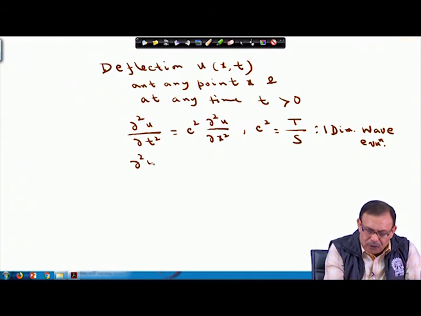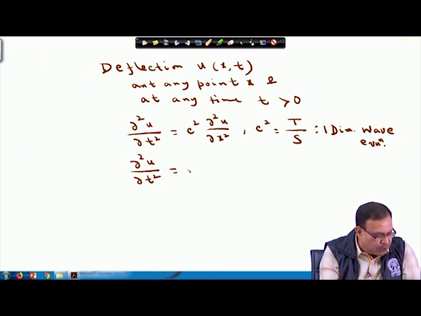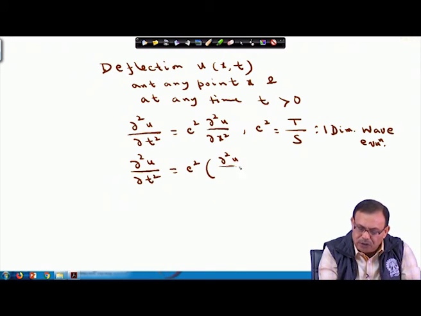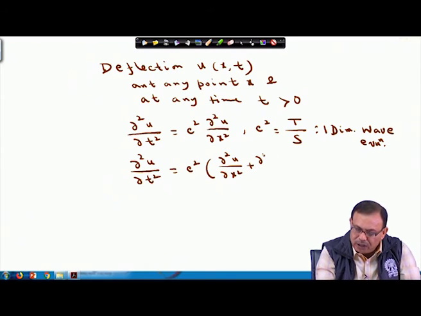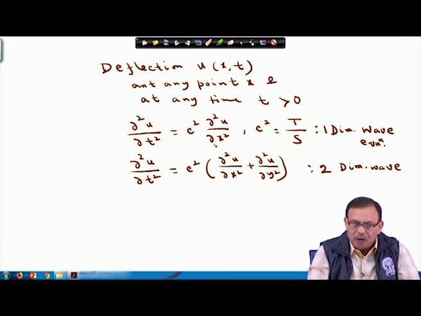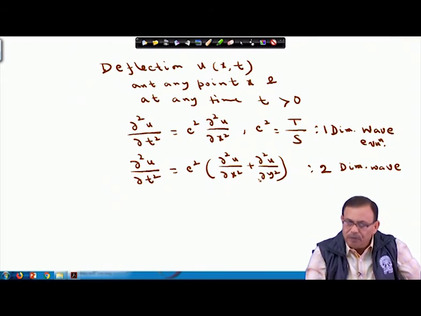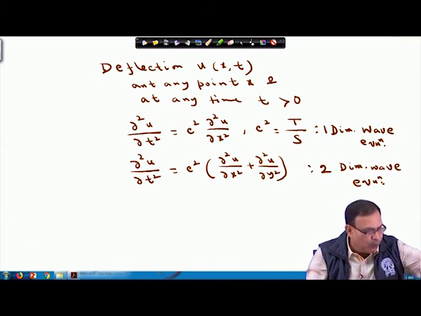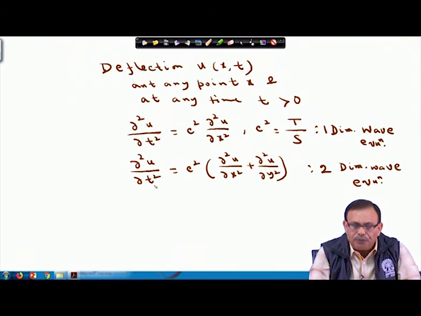Similarly, it can be measured by del 2 u del t square equals c square into del 2 u del x square plus del 2 u del y square. This is known to us. This we call the two dimensional wave equation. Please note, in the one dimensional case the variables were only x and t, here it is x, y and t. So del 2 u del t square equals c square into del 2 u del x square plus del 2 u del y square is the two dimensional wave equation.